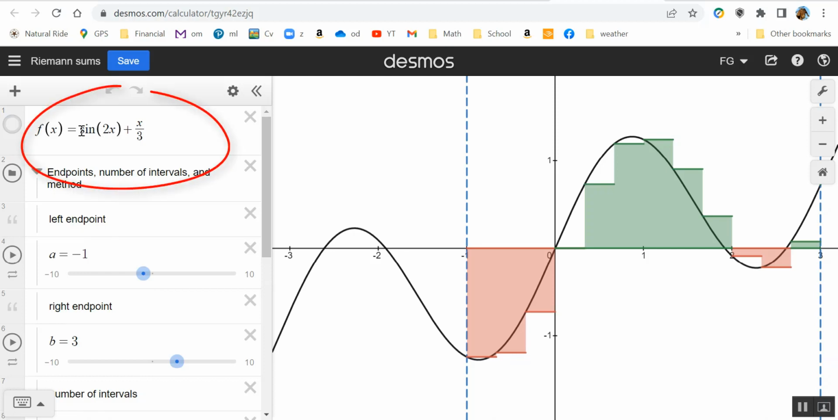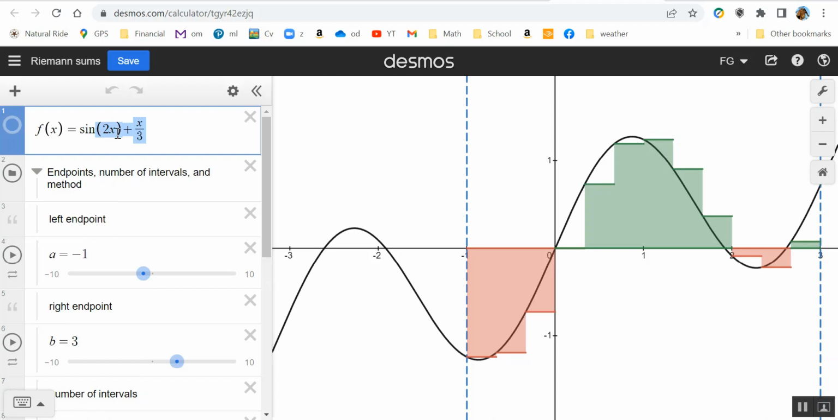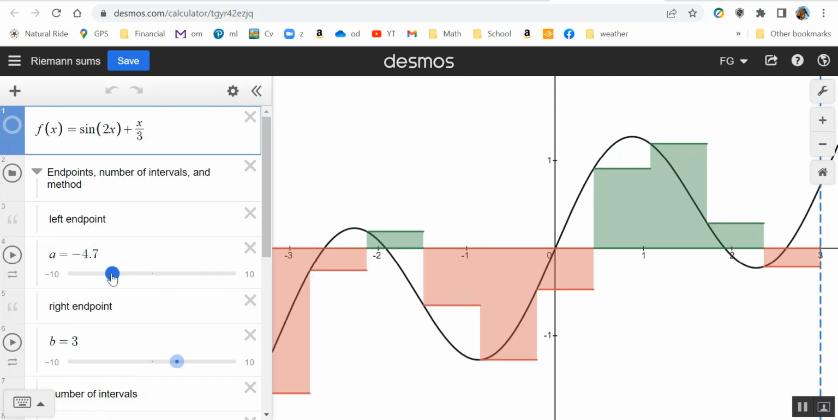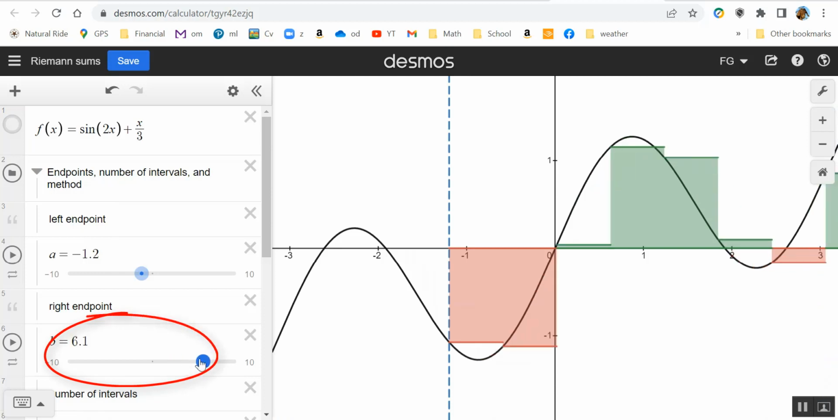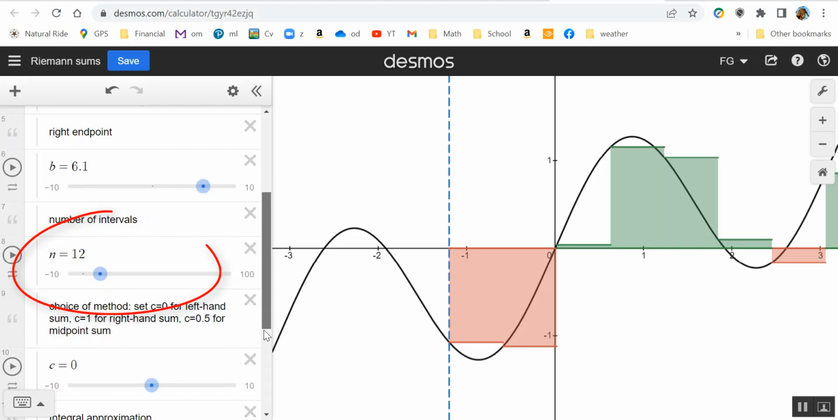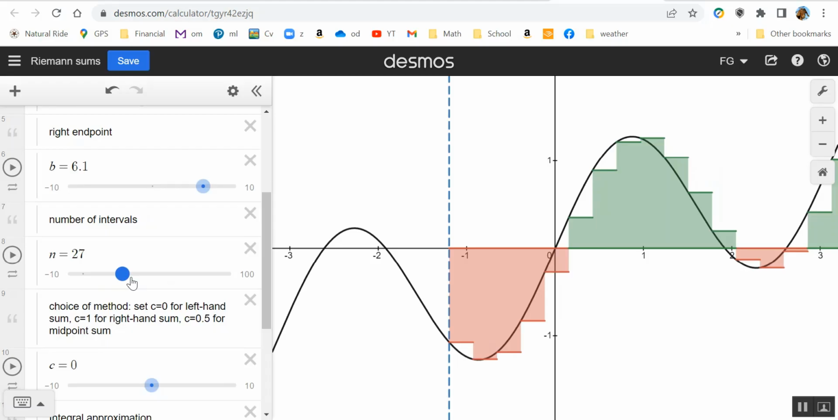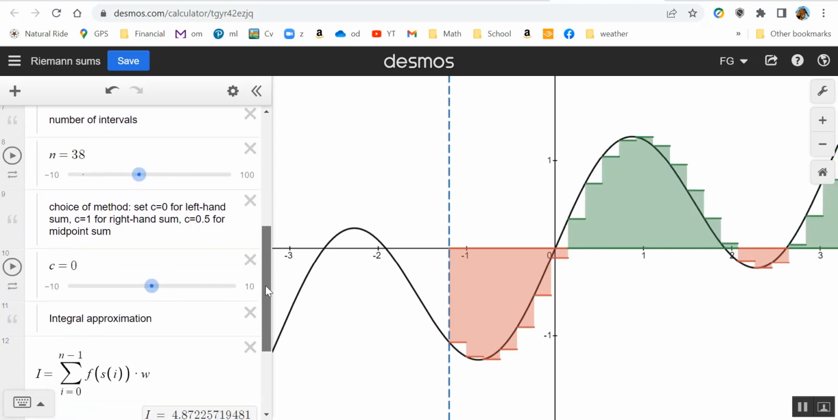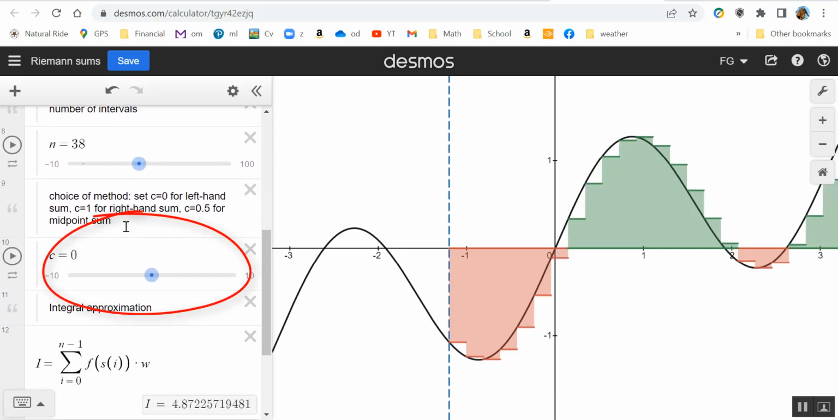So up here, you'll see your function. And so you're going to change that to whatever function you want. I'm just going to leave it as it is. And then you set your left-hand endpoint and your right-hand endpoint to be whatever it should be. And then you can set the number of intervals you want. That would be the number of rectangles you're going to get. And this is a case where more is better for approximating areas. And then finally, you're going to set whether you want left-hand endpoint, right-hand endpoint, or midpoint with the value of C. And the instructions are right there.